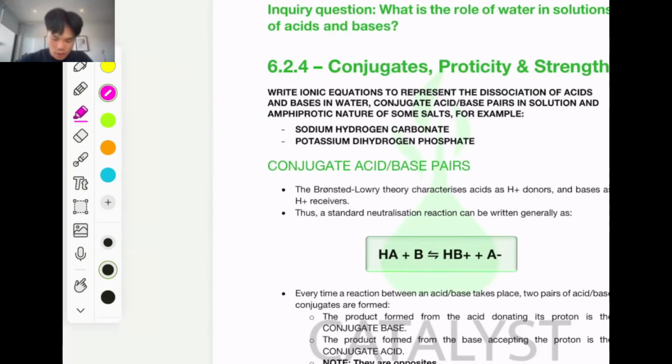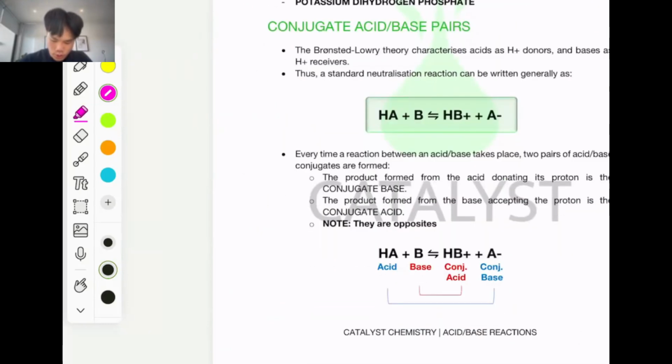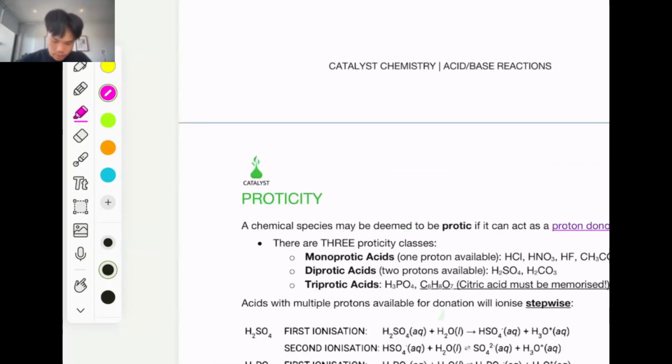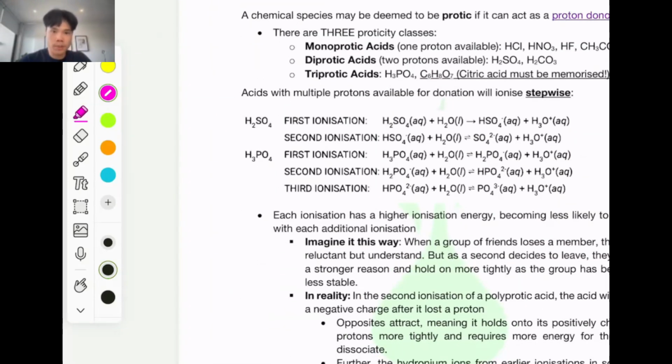Okay, conjugates. So you should know your conjugate pairs, be able to identify them. Proticity describes how many protons an acid can donate. So it's mono, di, or triprotic. It can donate 1, 2, or 3 protons. The important cases to remember are probably just citric acid being triprotic. Have to really memorize that one.